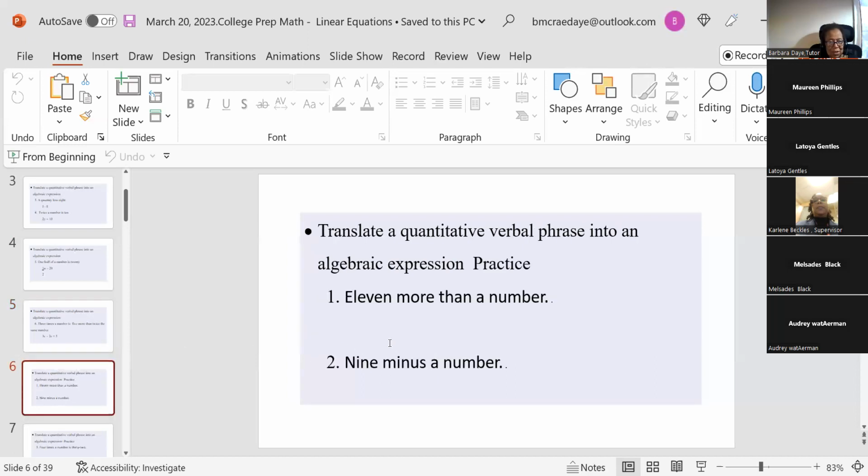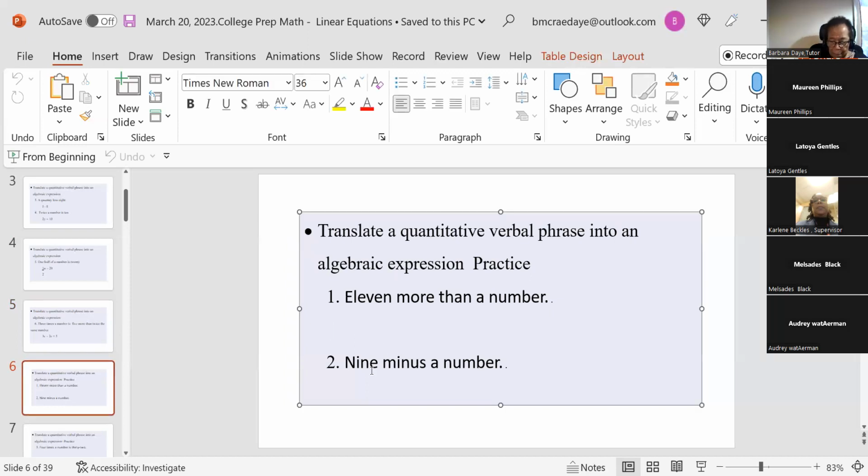All right, let's go here. Now, I want you to do this one. Any volunteers? Audrey, what is this? 11 more than a number. Tell me what to write. 11 more than a number. Yes, what should I write?